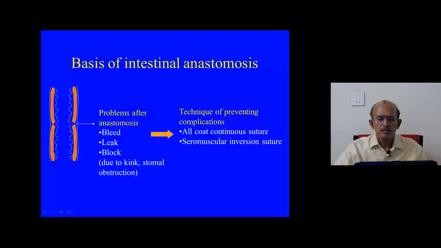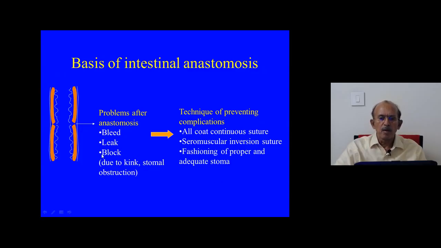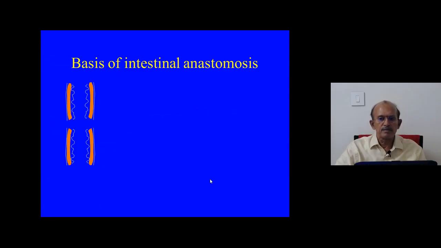Then what they did was they did the inversion type anastomosis. That means the edges are folded in like this. That is called inverted anastomosis. So seromuscular inversion. If you do seromuscular inversion, the leak will be controlled. The block can be prevented by fashioning of proper and adequate stoma.